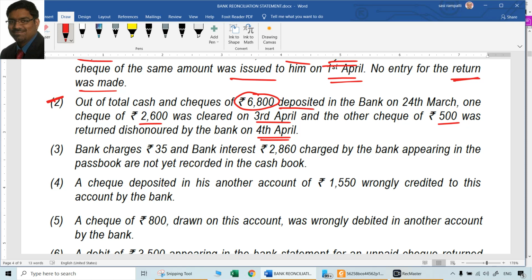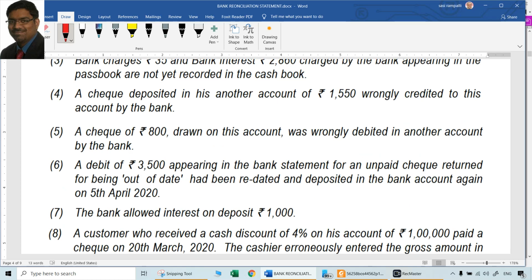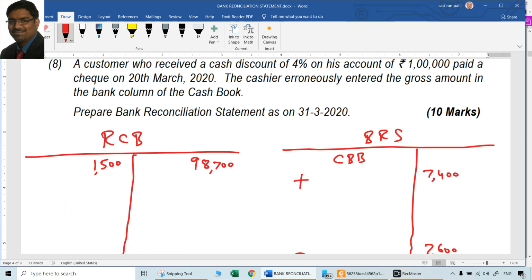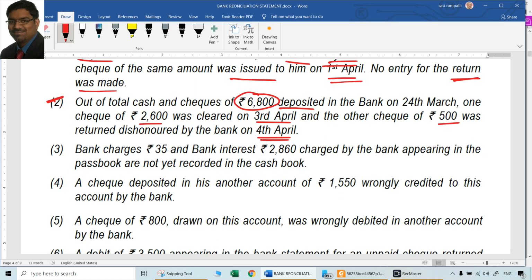When there is no problem, what should be done with them? Nothing. Only we have to treat 2,600 and 500. That's all. Both of them would have debited cash book, because of which cash book balance would have been already higher. Because it is already higher, we have to reduce it. 2,600 and 500, that's what we did, less. Next, point number 3.